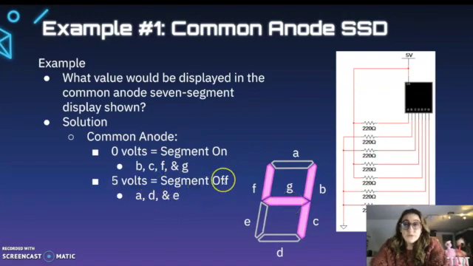Our 5-volt segments are the segments that are off because it's common anode. So that's A, D, and E. So A, D, and E are turned off. Therefore, we illuminate the number 4.